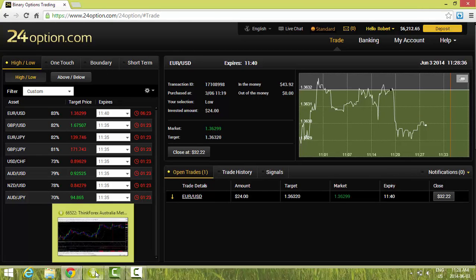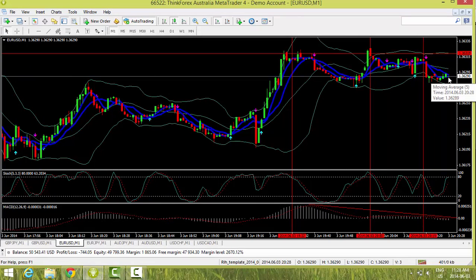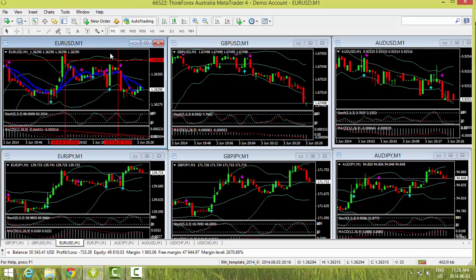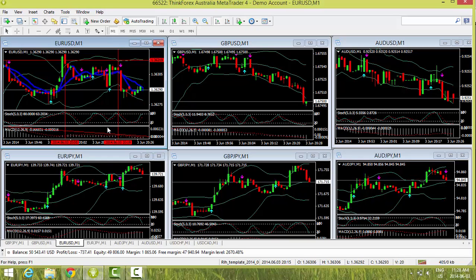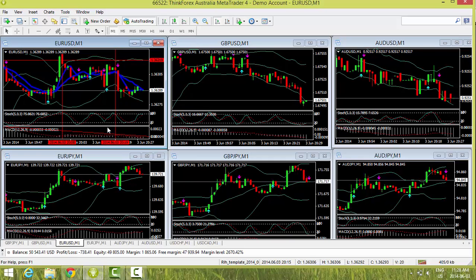So let's look at the dashboard again. Okay, we're looking at the Euro-US dollar M1. I'll show you the dashboard. So we have 6 currency pairs here, Euro-US dollar. Each currency pair, each chart we see is a candlesticks. It's on the MetaTrader 4 platform. Not because we trade on MetaTrader 4, but because it's just a really good set of charts to use.